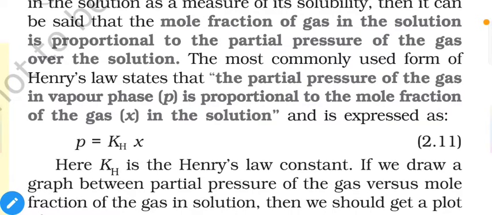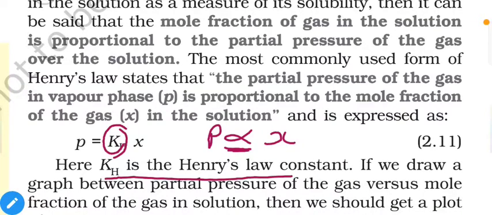And because they are proportional, if you want to remove the proportionality sign, then we have to place one constant, and in this case our constant is Kh, and Kh is known as Henry's law constant. So pressure of gas is equal to Henry's law constant multiplied by mole fraction of that gas.